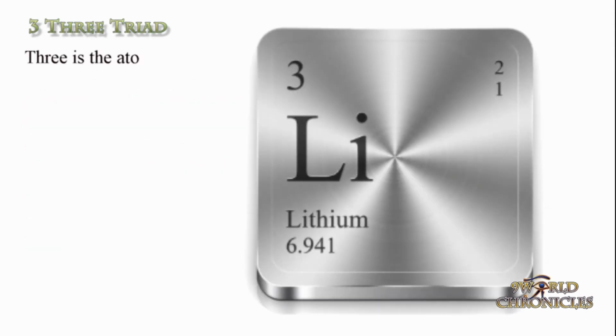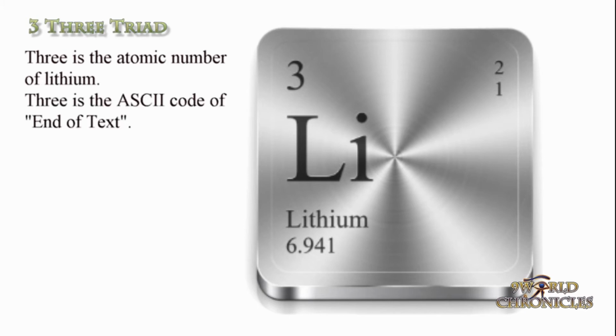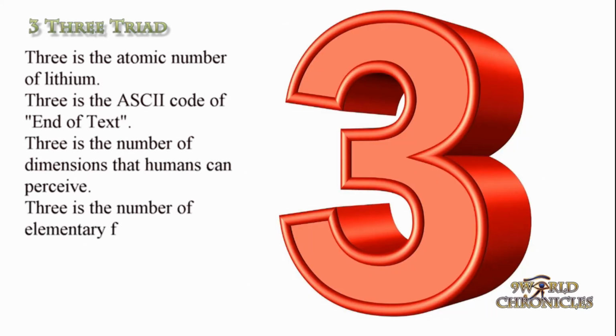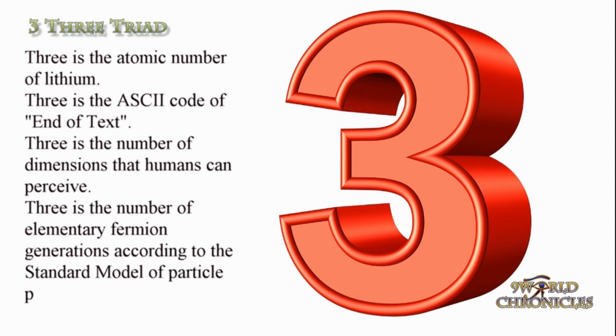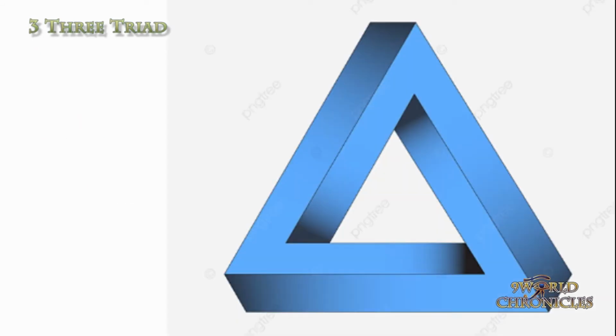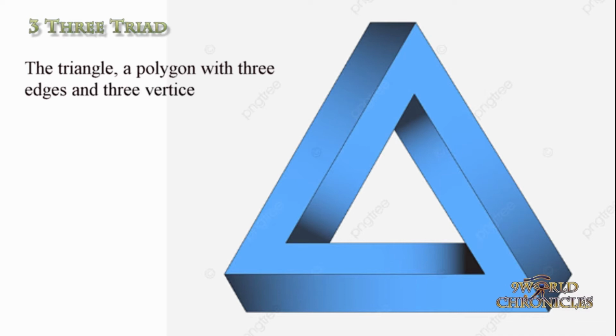3 is the atomic number of lithium. It is the ASCII code for end of text. 3 is the number of dimensions that humans can perceive. 3 is the number of elementary fermion generations according to the standard model of particle physics. The triangle, a polygon with 3 sides and 3 vertices, is the most stable physical shape.